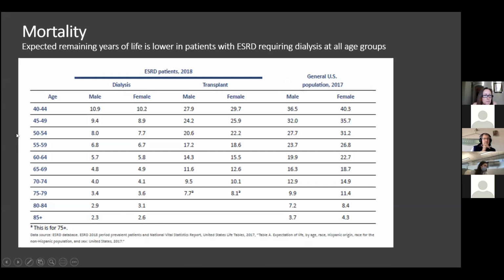Let's just take a 45-year-old man on dialysis. He can expect to live 9 more years. But if he had a transplant, he can expect to live 24 more years. And compared to the general population, he can expect to live 32 more years. And this is for all age groups from age 40 to over 85.